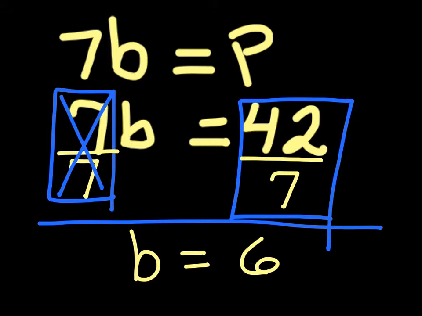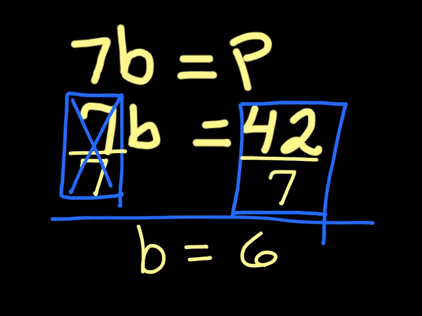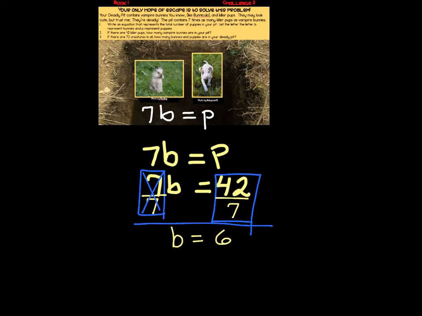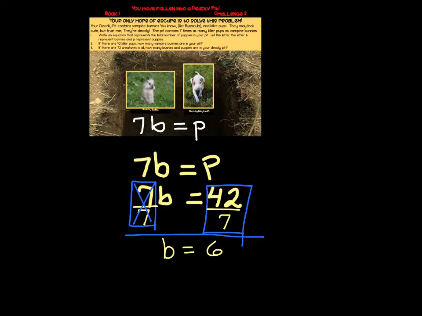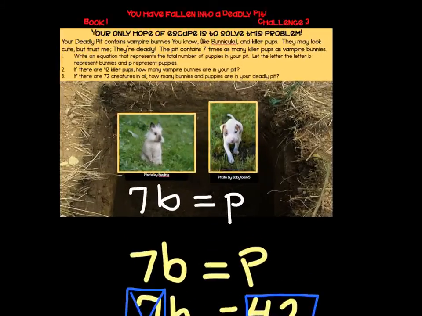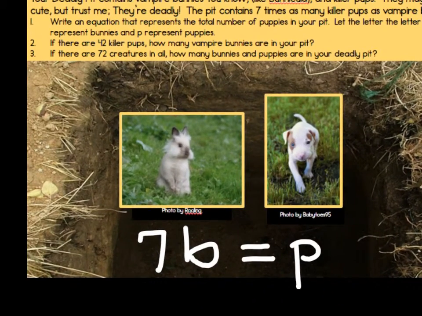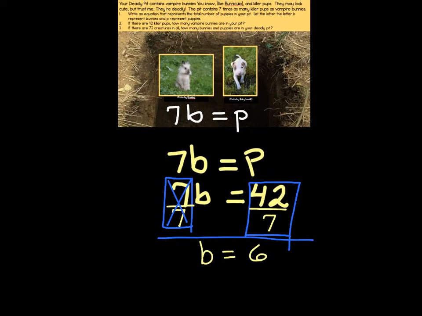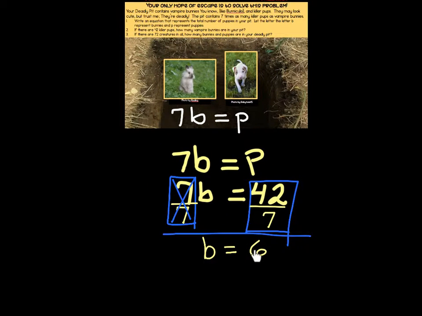B equals 6. So B is representing the bunnies. So there's 6 bunnies, right? And that was exactly the question that we had here. Actually, let's enlarge this so you can see it a little bit better. And it said, if there's 42 killer pups, then how many vampire bunnies are in the pit? So if you got 42 here, then that means you're going to have 6 of these vampire bunnies.